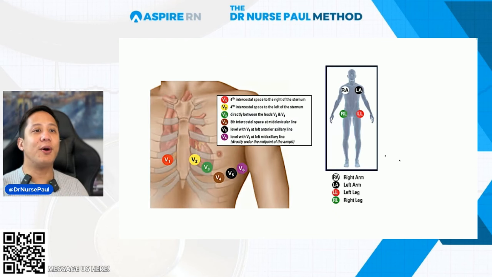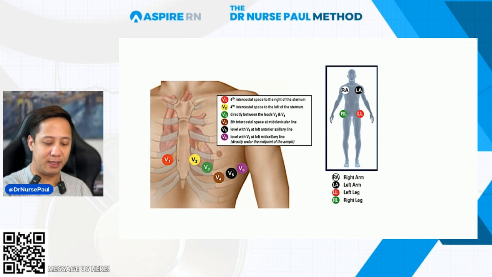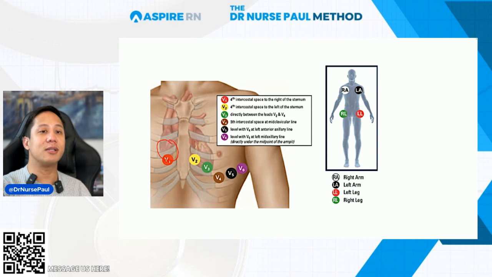You know how to place an EKG? V1. This is very basic. Let's just review this very quickly. V1, guys. V1, we place it where? In the right side, fourth intercostal space, close to the sternum. Sternal border is what we call it.